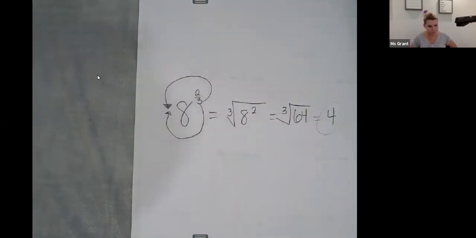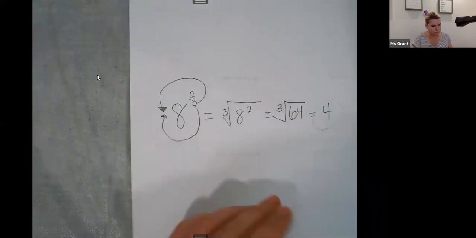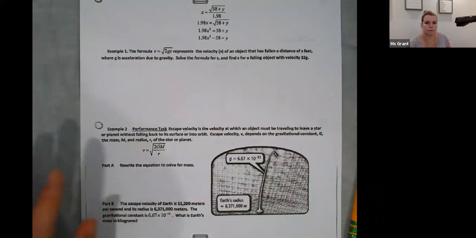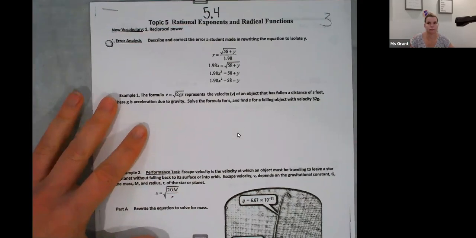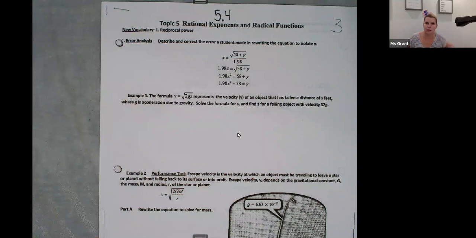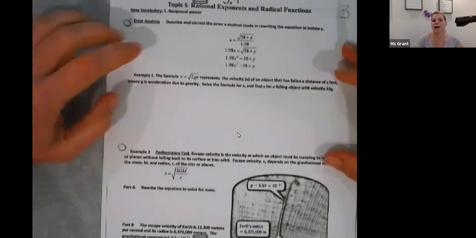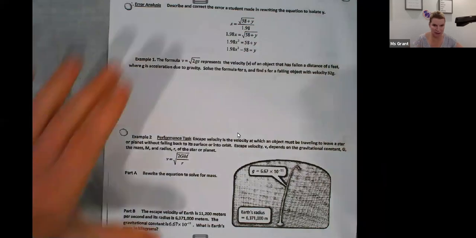Okay, so let me press pause for a second, sorry. Let's get started. Okay. Describe and correct the error a student made in rewriting the equation to isolate y. I'm sorry, we need to skip that one. Due to time, we gotta move on to example 1, sorry.